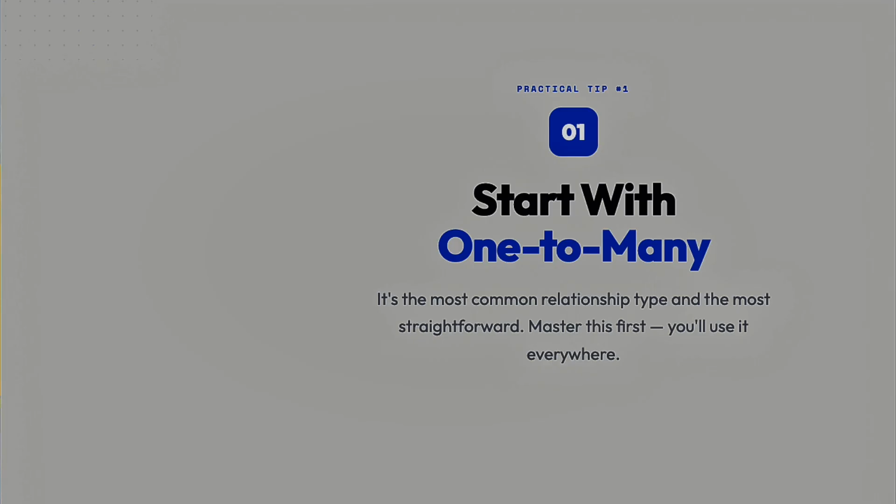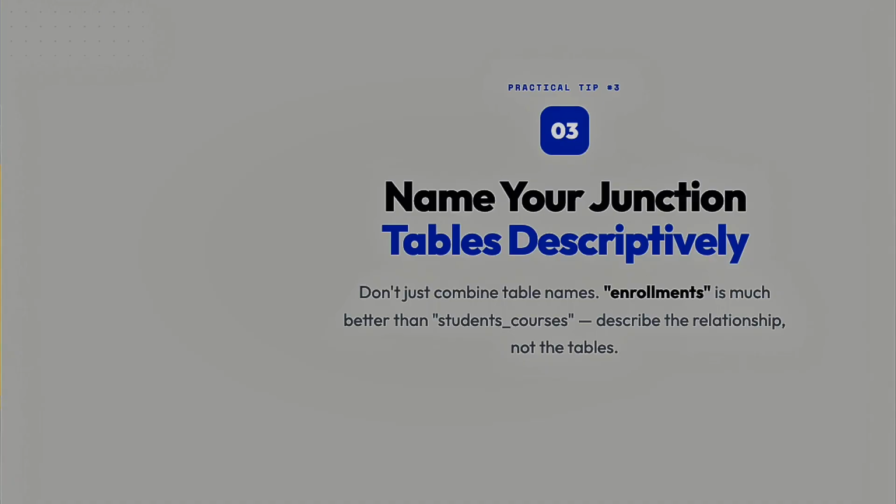You'll be able to understand what relationship is between those data and how to go about creating your tables in your database. Another practical tip, start with the one-to-many relationship. It is the most common. You are always going to use it, and it is pretty straightforward. Also, when you're naming your junction table, always name it to describe the relationship between the two tables. You don't have to join the names of the two tables together. For example, in our case, if I call it student courses, that's not really descriptive enough, but enrollment is a very good name for that junction table.